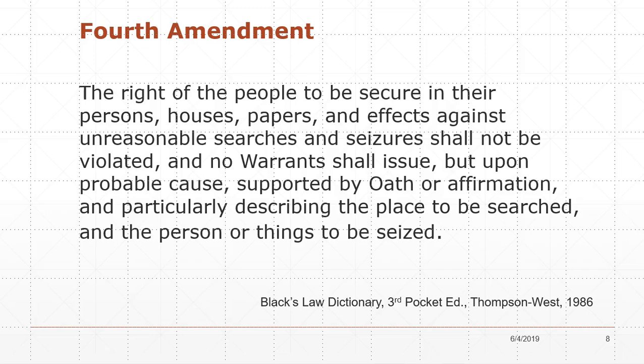So I'd like to take an in-depth look at the Fourth Amendment. The right of the people to be secure in their persons, houses, papers, and effects against unreasonable searches and seizures shall not be violated, and no warrant shall issue but upon probable cause, supported by oath or affirmation, and particularly describing the place to be searched and the person or things to be seized.